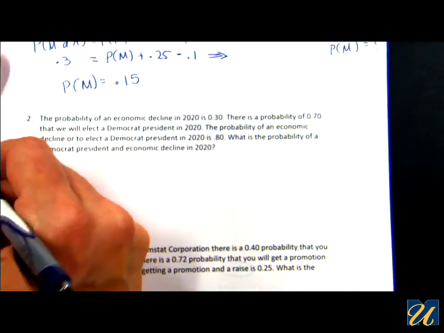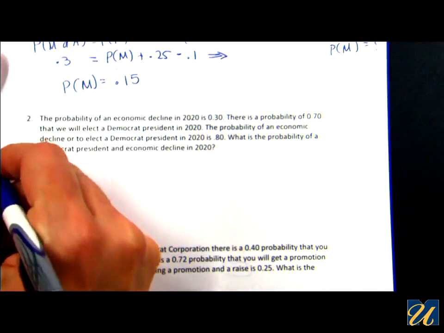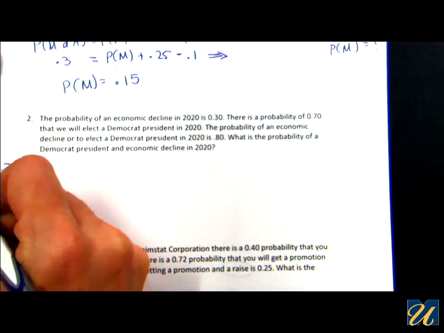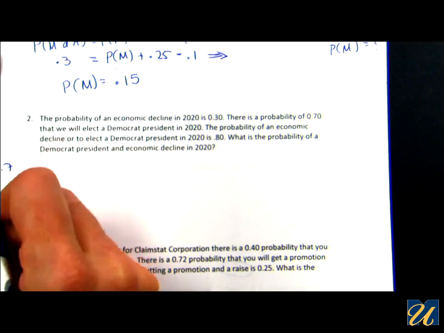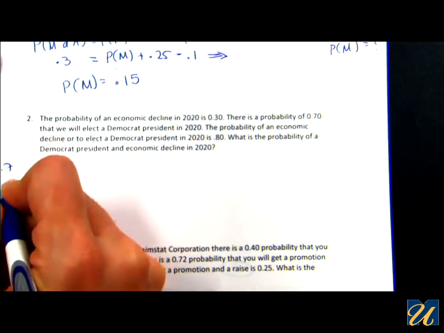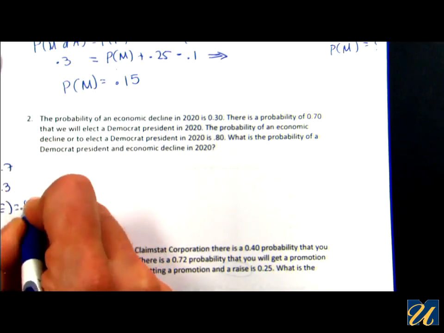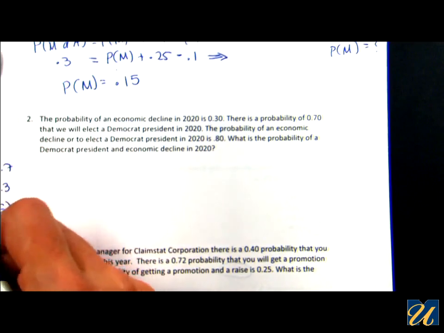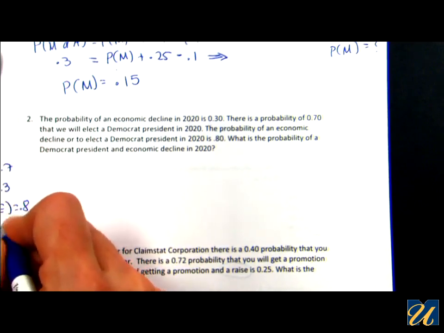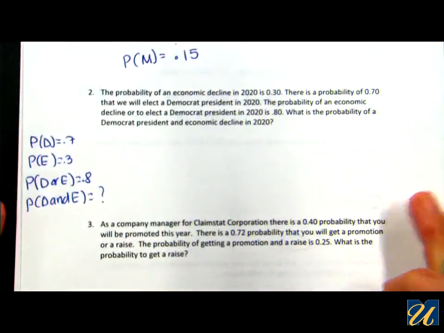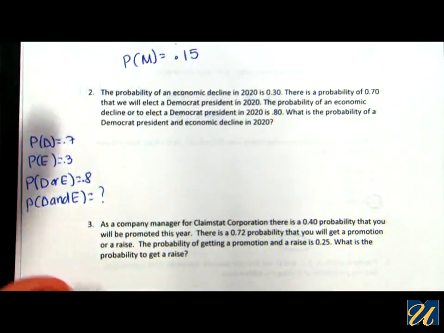So what information do we have? Probability of selecting a Democrat, 0.7. Probability of having an economic decline, 0.3. Probability of one or the other, 0.8. And I'm looking for both. It always helps when you write down what probabilities you have and what you are missing.